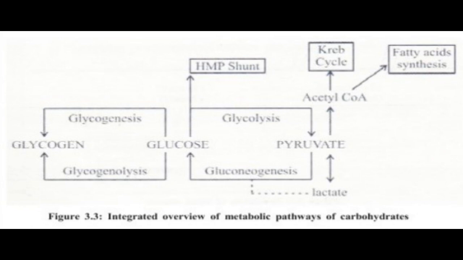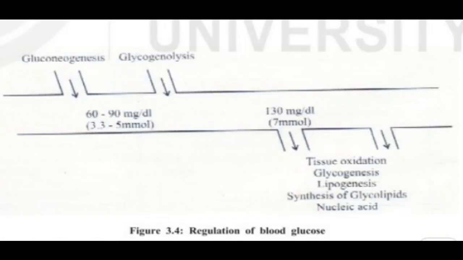You have already studied metabolic pathways of carbohydrates in detail in the Nutritional Biochemistry course in Unit 6. For recapitulation, an integrated overview of these pathways is shown in Figure 3.3. For details, we suggest you get back to the Nutritional Biochemistry course. Figure 3.3, Integrated Overview of Metabolic Pathways of Carbohydrates. Next, let us get to know how glucose levels are regulated in the body.